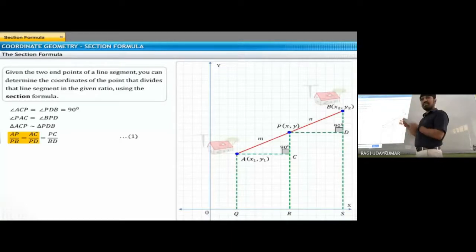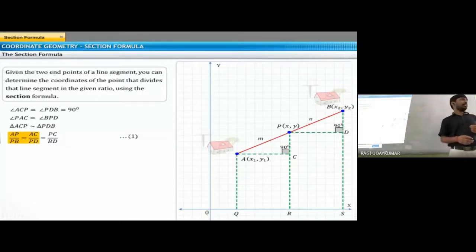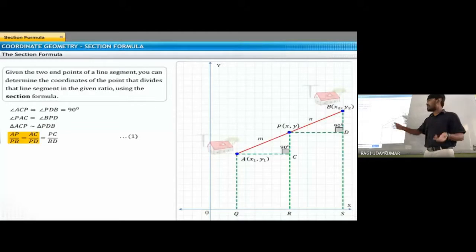So two angles of this triangle and two angles of this triangle are equal. Two angles equal means by the AA similarity criterion, you can say that the two triangles are similar. The two triangles are ACP and PDB. In this order only we need to say similarity.